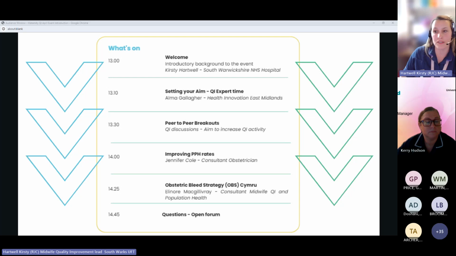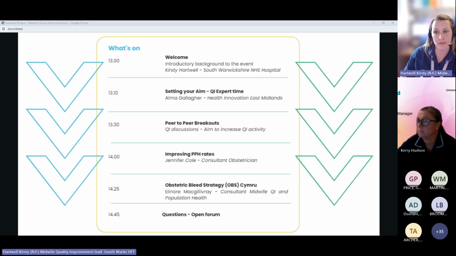So now on to the more exciting bits that you've joined for. So just to talk you through our agenda for this afternoon, we've got our first presenter, which is Alma from the Health Innovation, who will talk to you about what you need to know about your aim setting. We'll follow this up with a breakout room to initiate some peer-to-peer QI conversations.